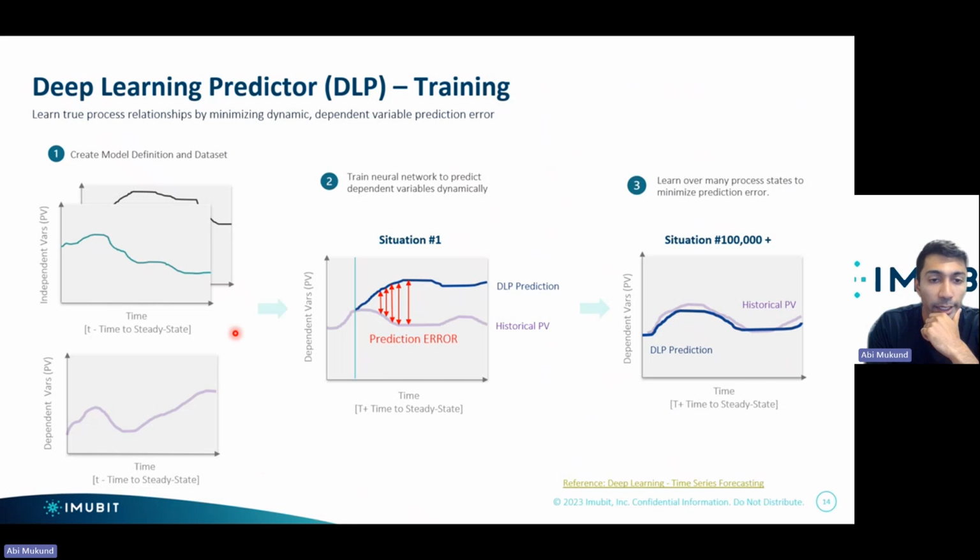So now when we look at training, what happens is, over the years of data, we're going to break up those years of data into time to steady state windows, what we call the control window. So you can imagine for a conversion unit, it might be somewhere between 3 to 4 hours. And we break up our data set into many windows, and then we're going to feed these windows individually into the neural network as a single situation.